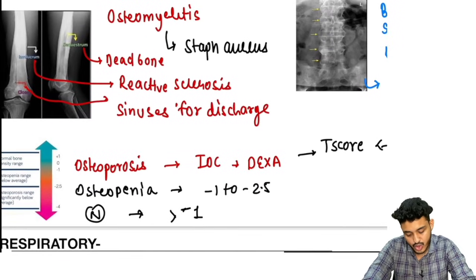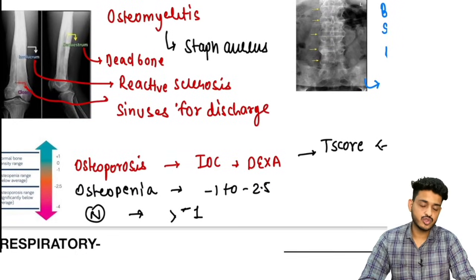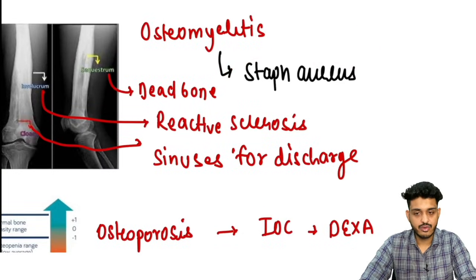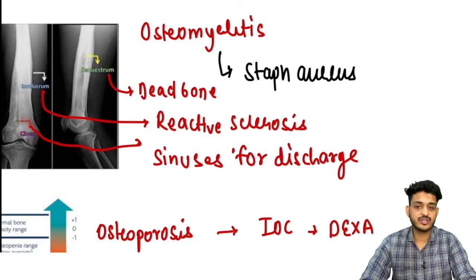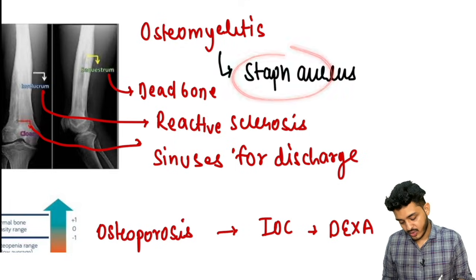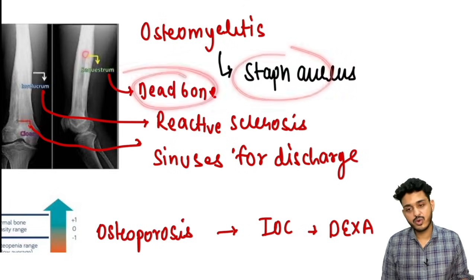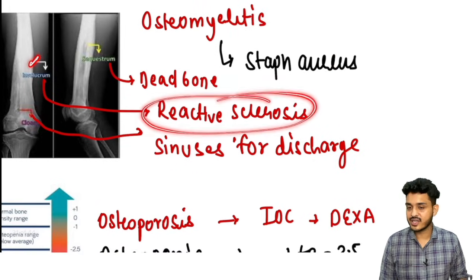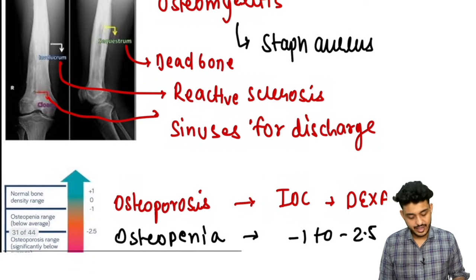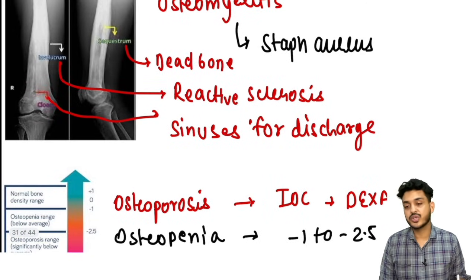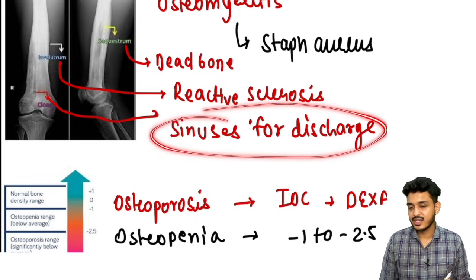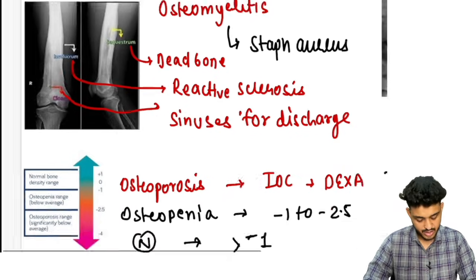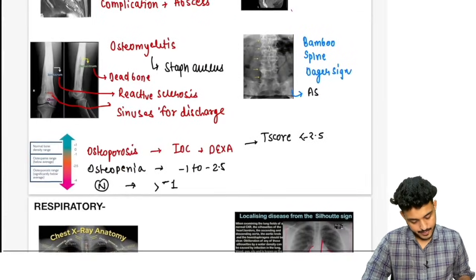Then we have got osteomyelitis, beta. Osteomyelitis is the most common bone infection, and it is because of Staph aureus. Okay, this bone infection is because of what? Staph aureus. You can have dead bone, which is known as sequestrum, right? You can have involucrum, due to reactive sclerosis, and you can have cloacae formation, which is responsible for the sinus formation, which is going to release what? You will be having discharge from this particular sinus, right?